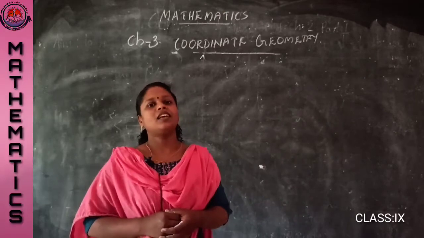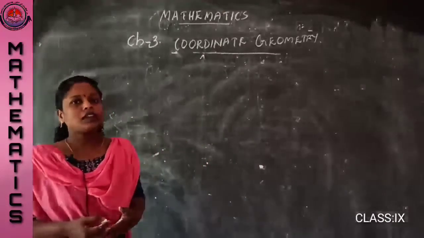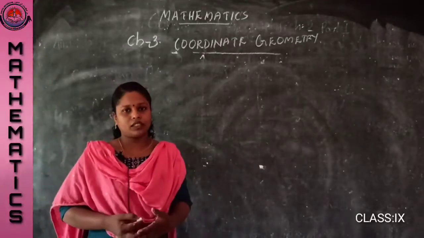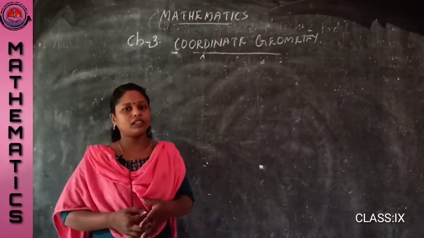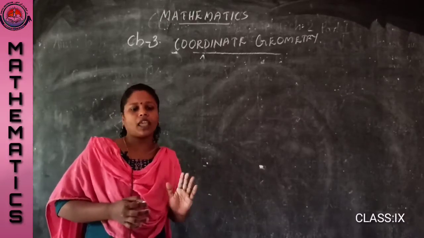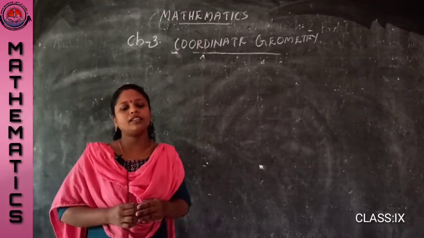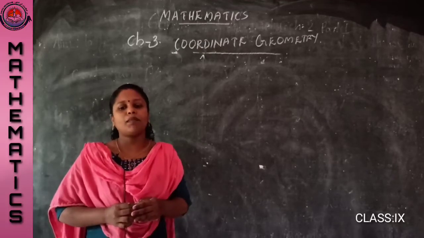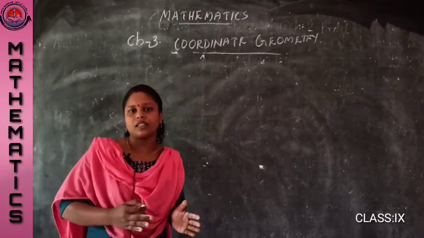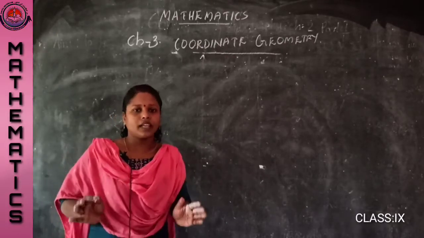Good morning, children. Today we are starting our third chapter, that is coordinate geometry. Do you know what coordinate geometry is? Coordinate geometry is the branch of geometry where the position of points on the plane is defined with the help of ordered pairs. Ordered pairs are also called coordinates.